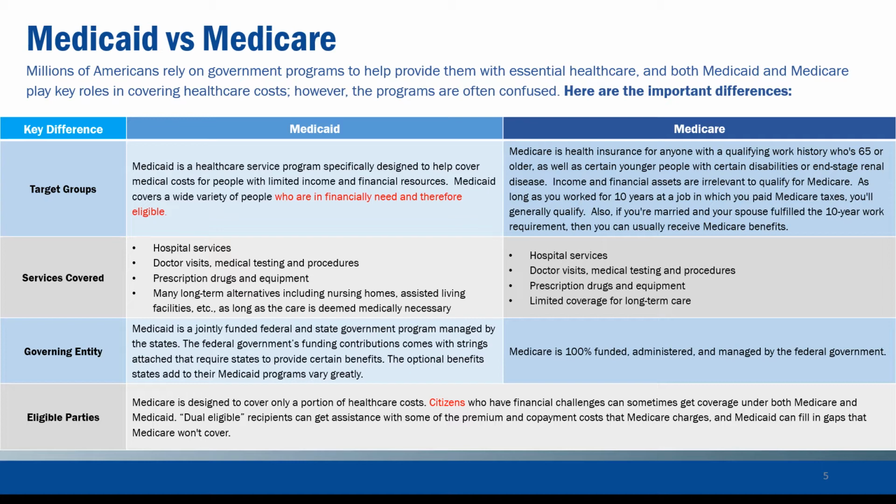Oftentimes, there are citizens who may have financial challenges and can sometimes get coverage under both the Medicare and Medicaid programs. Medicare is designed to cover only a portion of healthcare costs. So in this case, citizens considered dual eligible can get assistance with some of the premium and copayment costs that Medicare charges, and Medicaid can fill in gaps that Medicare won't cover.